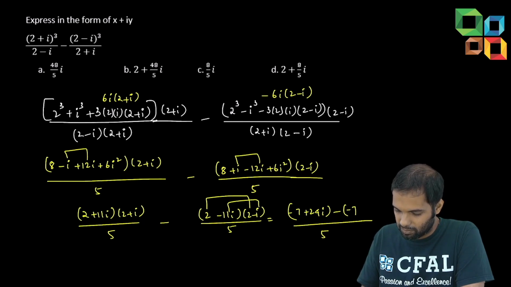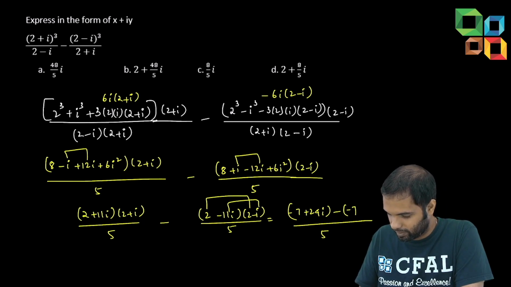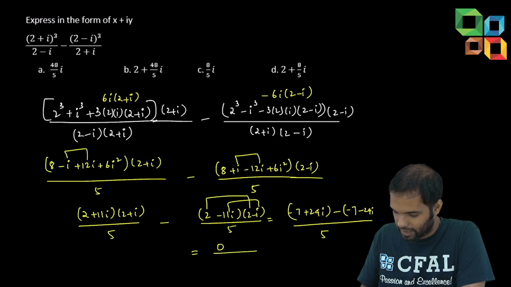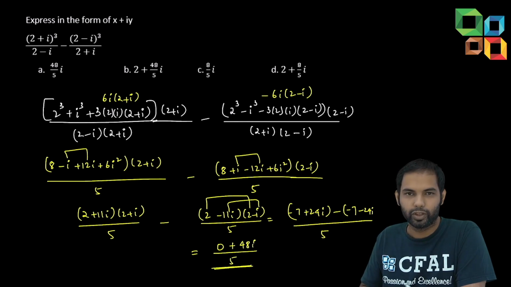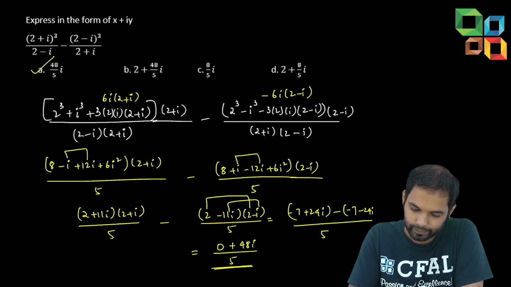Imaginary part, minus 22i, minus 2. Okay. So minus 22i, so it's minus 24. Can you see the real part is the same? So if you subtract, you're going to get 0. And the imaginary part is 24 plus 24, which is 48i by 5. So what you're going to get is 48i by 5, which is option A.